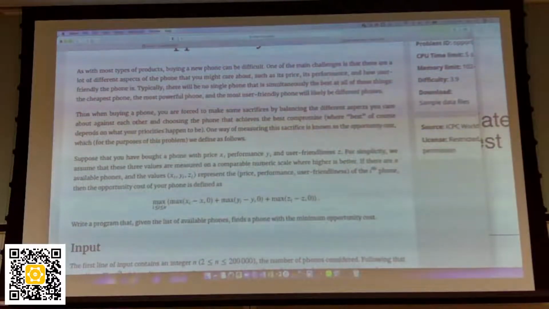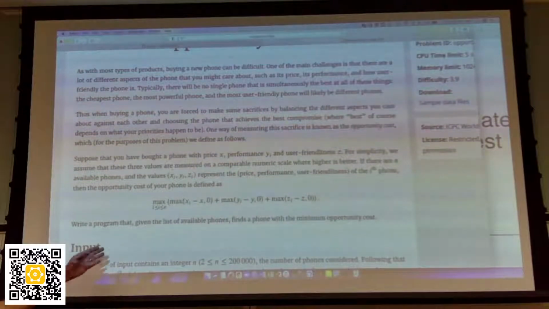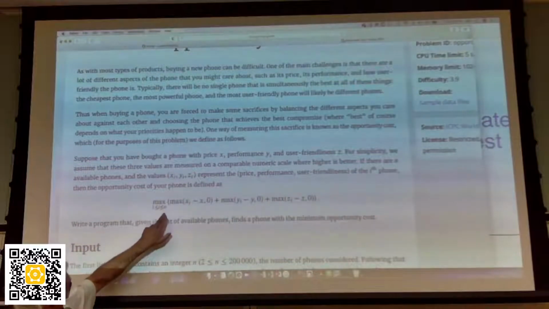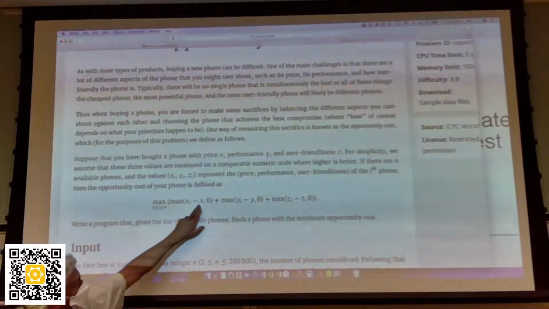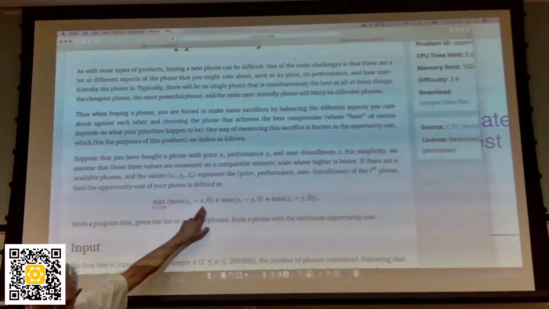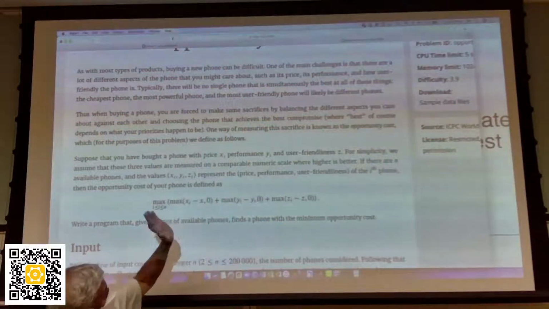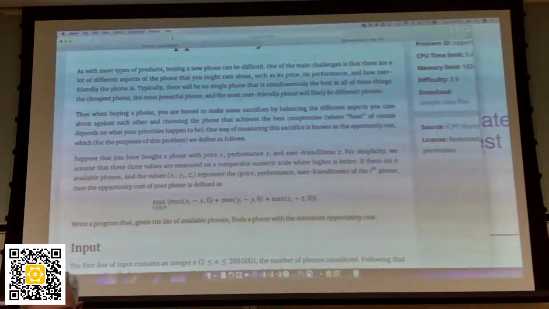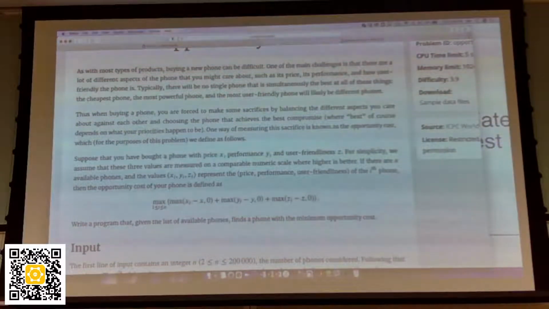And this says if you choose a phone, there's something called the opportunity cost, which is defined in this strange way: you find the maximum over all the phones in the market of the difference between the price, the friendliness, and, what was the third one? Performance. You add these things up, that's the opportunity cost, which is basically saying how badly did you do in terms of your purchase, right?